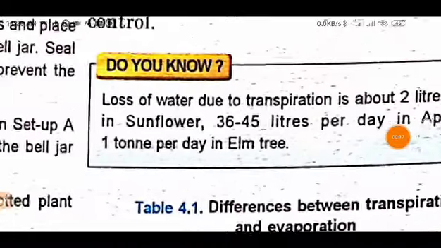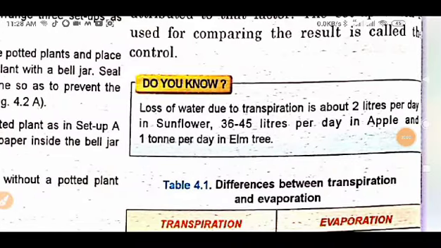Did you know, loss of water due to transpiration is about 2 liters per day in sunflower, 36 to 45 liters per day in apple, and 1 ton per day in elm tree.